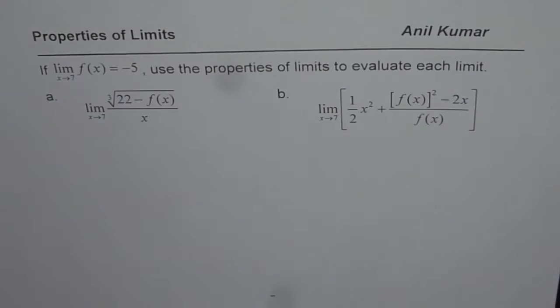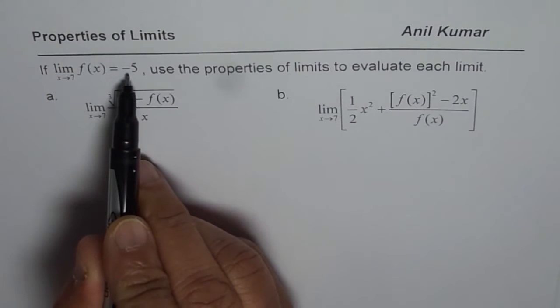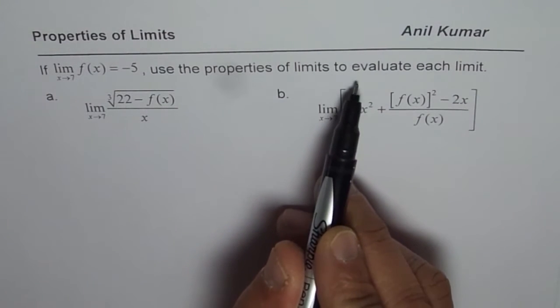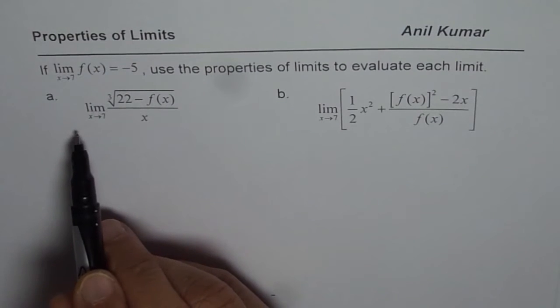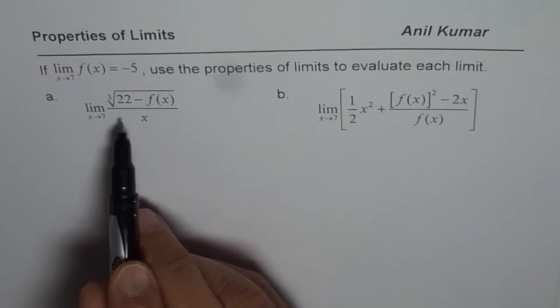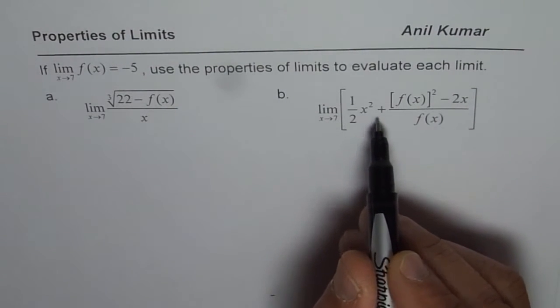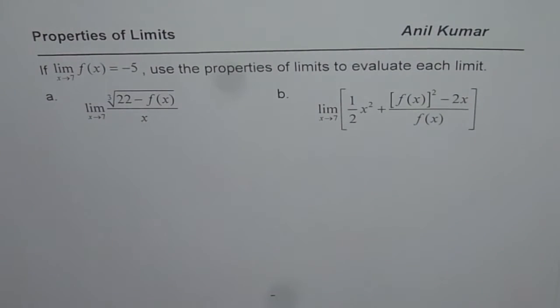Let us see how to solve the very first question, which is dealing with properties of limits. The question is, if limit of the function when x approaches 7 is equal to minus 5, use the properties of limits to evaluate each limit. A is limit when x approaches 7 for cube root of 22 minus f of x divided by x. And B is limit when x approaches 7 for half of x squared plus f of x squared minus 2x divided by f of x.